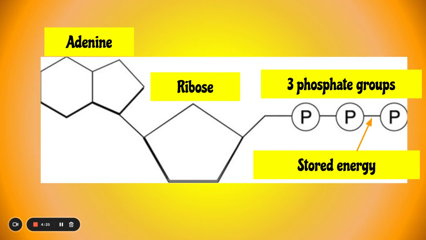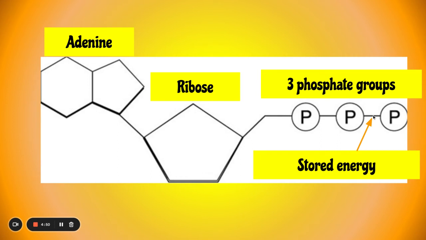So most of the energy stored in this molecule is in this bond between the second and third phosphate group. That's where the energy is stored. So in order to release the energy, a bond must be broken between the second and third phosphate group. In order to store it again, you build the bond.